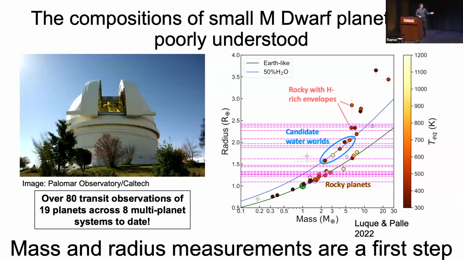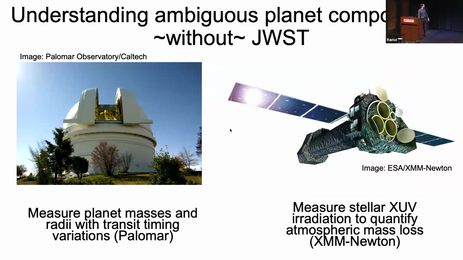And the way to differentiate between those degenerate compositions when all we have is planet mass and radius, well, one way is to just observe it with JWST and quickly determine whether the planet has a hydrogen-rich envelope. And as much as I would love to just observe every planet with JWST, the TAC keeps telling me I can't do that. So we need another way to try to break degeneracies in planet composition with just mass and radius. And one way to do that is to characterize the stellar XUV irradiation.